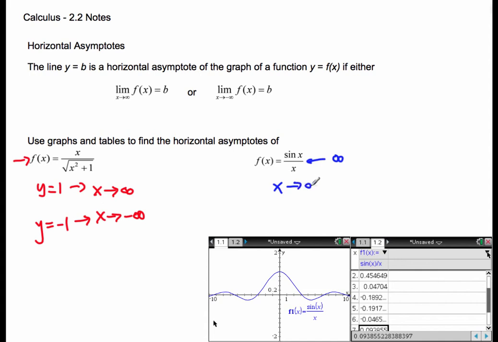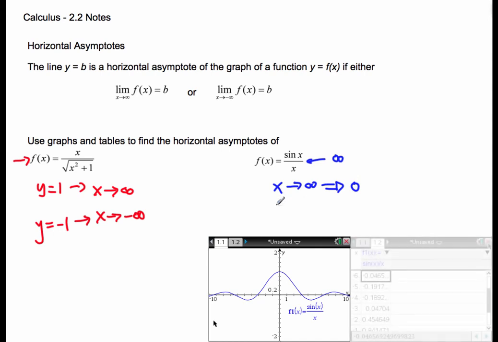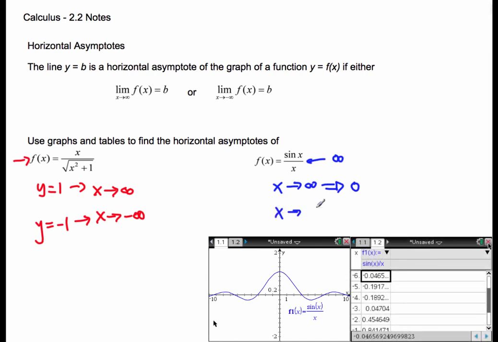What's going to happen is the sine is just going to bounce back and forth between 1 and -1, but the denominator is just growing without bound. So where does this go? This is going to go to 0. And the same thing is going to happen when you go to negative infinity. When x is approaching negative infinity, and you can see it on the graph and in the table that I'm showing you right now, this graph also goes to 0. So what does that mean? That means that for this problem, y equals 0 is a horizontal asymptote.